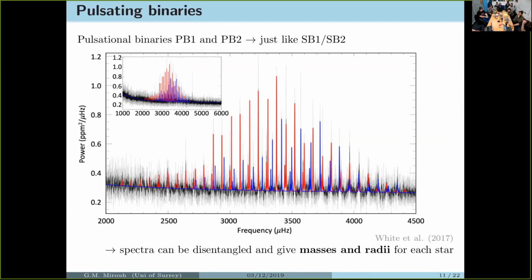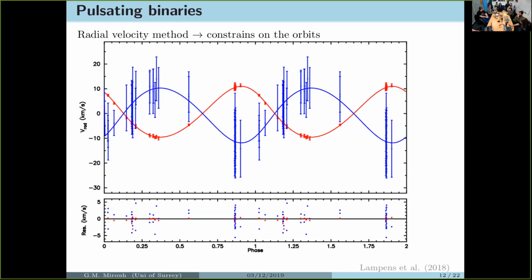Thanks to that, we can disentangle the spectra and find masses and radii for each star, as you would do if you only had 1 spectrum, basically. Then another thing that helps us constrain the orbits and therefore the stars is the radial velocity method. You simply see the Doppler shift of the 2 stars rotating around each other. This specific case is actually a triple system. That's why you have huge error bars on the blue line. It's actually the center of mass of that smaller binary that you are constraining here.